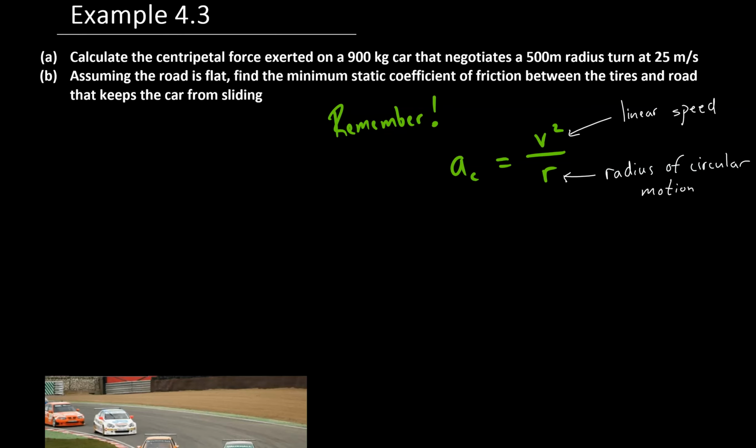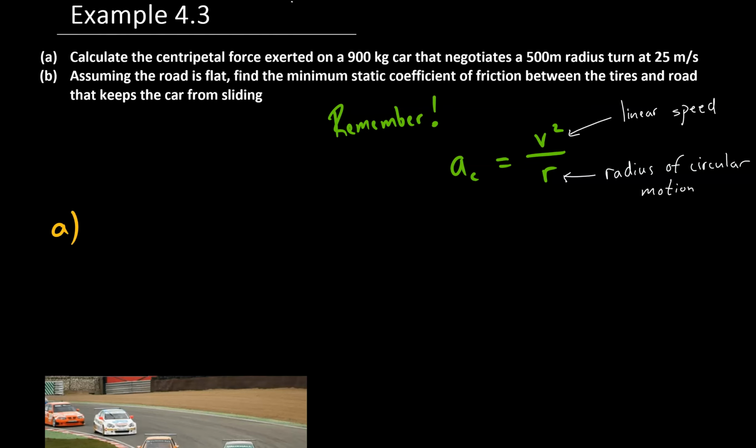Okay, so centripetal motion. Part A asks us to calculate the centripetal force exerted on a 900 kilogram car that negotiates a 500 meter radius turn while it's going 25 meters per second.